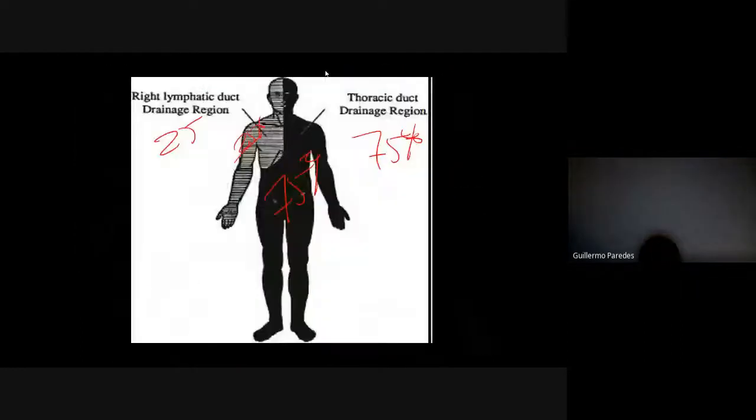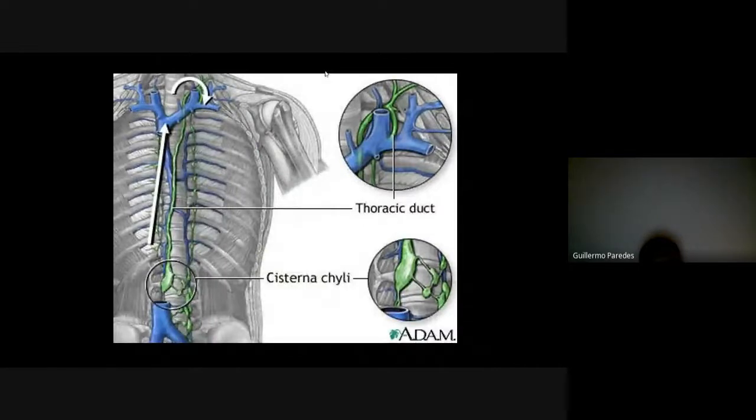So if you see here, I'm going to show you. This is going to be the heart here. There's no drawing here, but here we have the brachiocephalic veins. This is the right subclavian vein, and this is the left subclavian vein. The green is the collection of all the 75% of the lymphatic fluid, that is lymphatic fluid, no blood. And they are going to drain where? Into the vein. All right, so what I just want you to remember at this moment is that the lymphatic fluid is going to drain into the venous system.